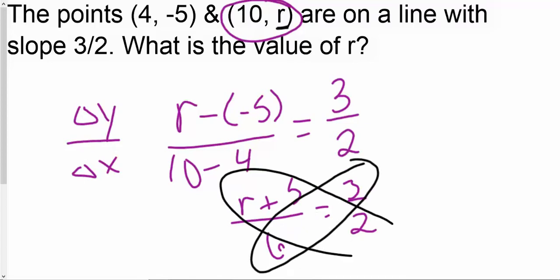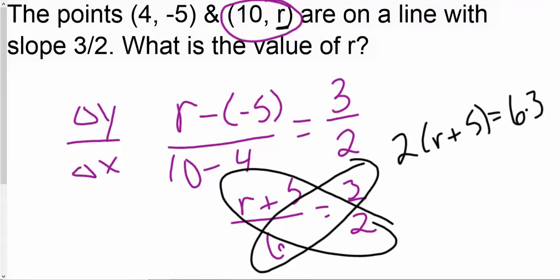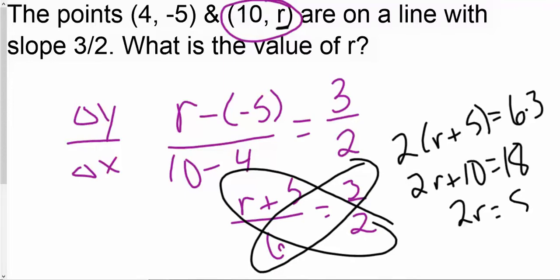So we're going to get 2 times the quantity r plus 5 equals 6 times 3. So 2r plus 10 equals 18. So 2r equals 8. And therefore r is 4.